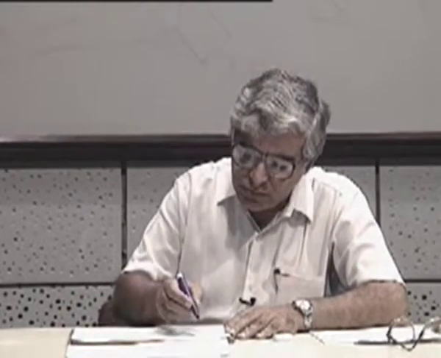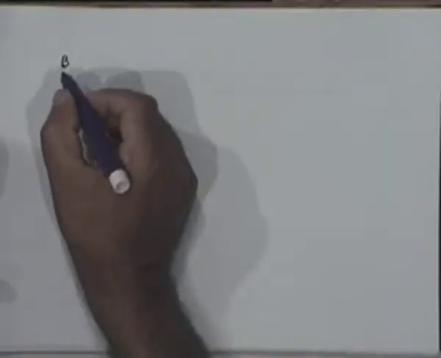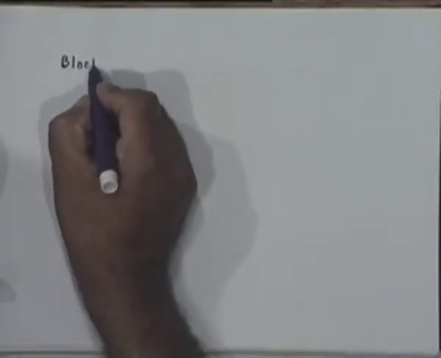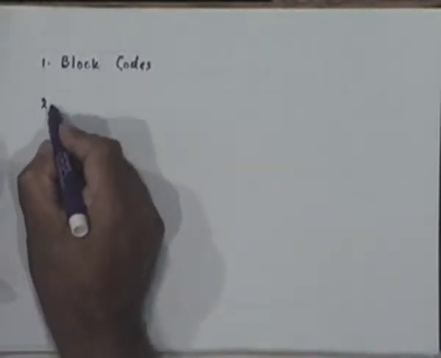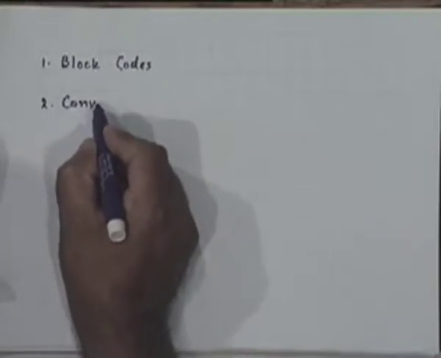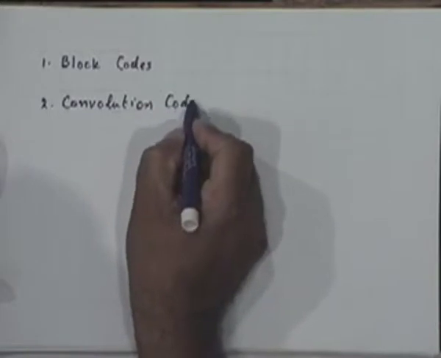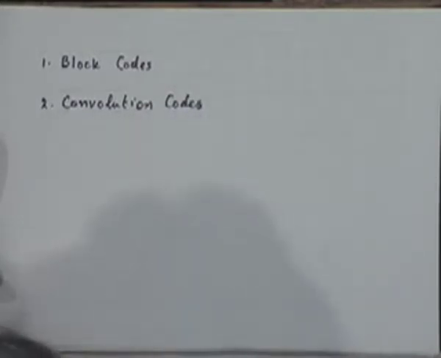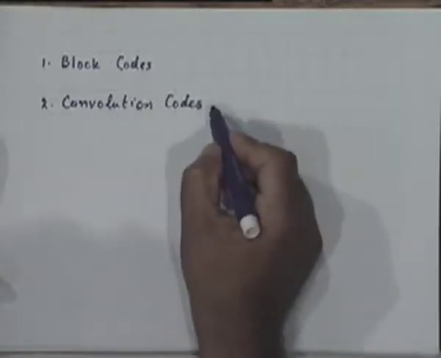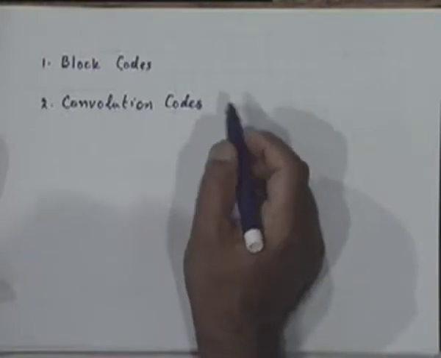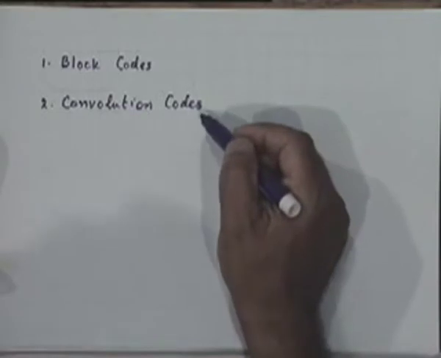Okay. Now there are two kinds of codes that we will talk about. One are called block codes, and the other kind are called convolution codes. For lack of time, we will not even touch convolution codes. But let me just give you an idea as to where they are useful.